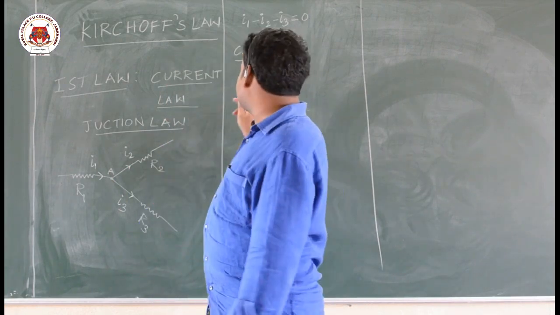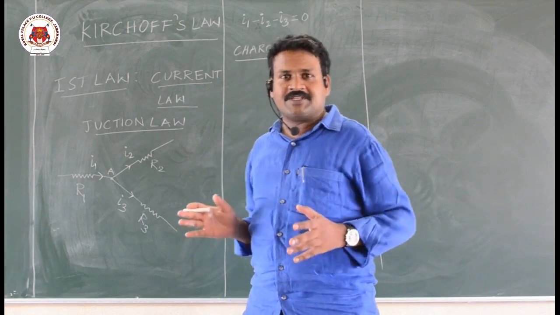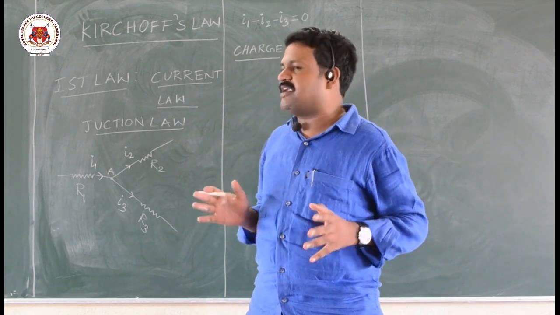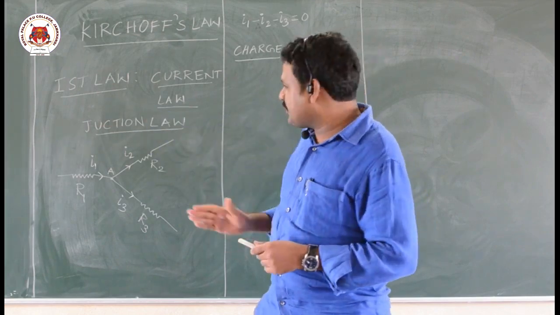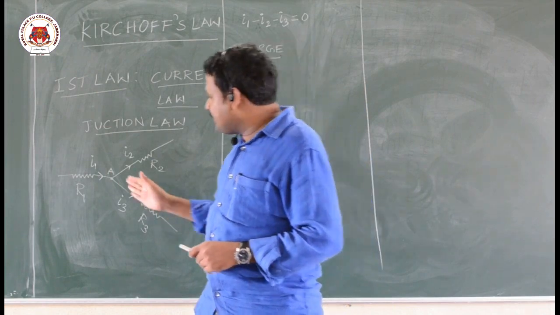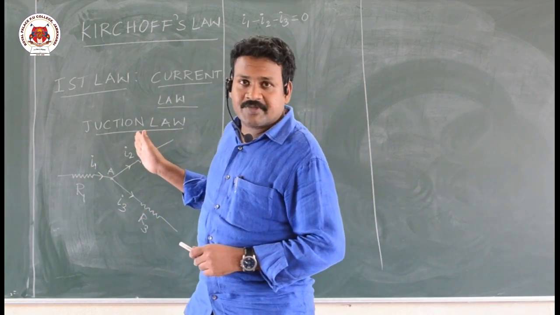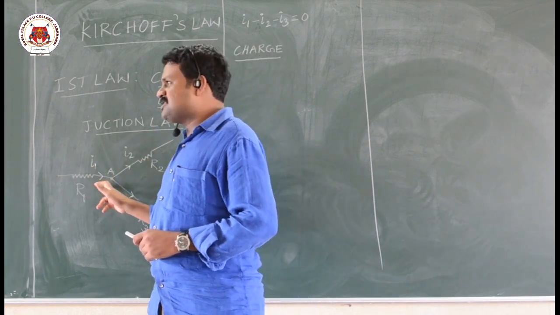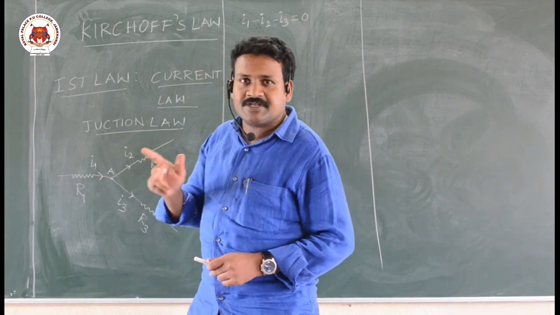It is just like our traffic junction. When you consider a traffic junction, we can't stand at the junction. Traffic must come and must leave. Traffic entering the junction is equal to traffic leaving the junction. Here also, current entering the junction must be equal to current leaving the junction. So current entering is taken as positive and current leaving is taken as negative.